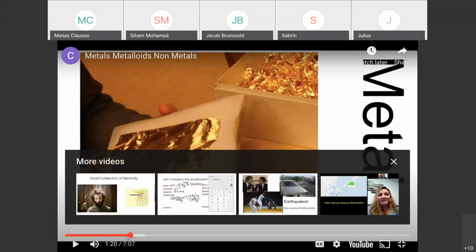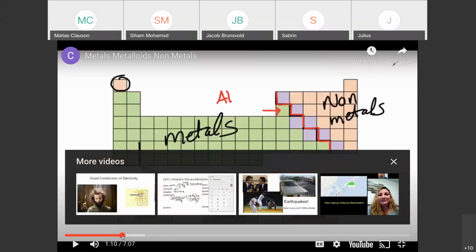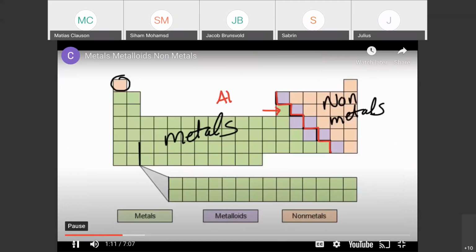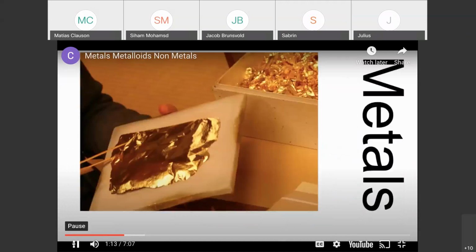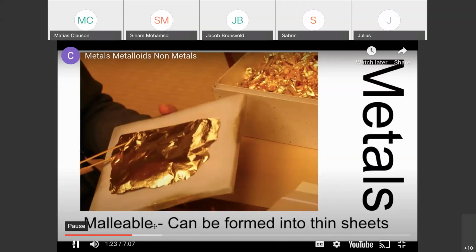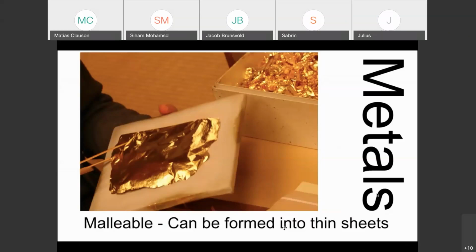Okay, let's fast forward a little bit. Let's take a look and talk about that. Let's begin by discussing the properties of metals. This is a piece of gold that has been pressed into a thin foil. That's because many metals are malleable. Malleable means that they can be formed into thin sheets like this gold foil.